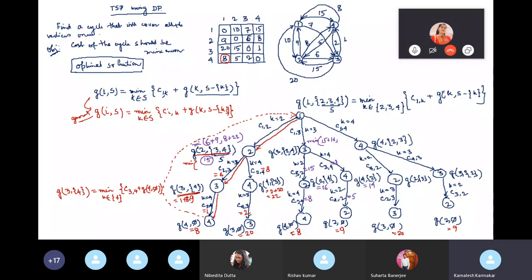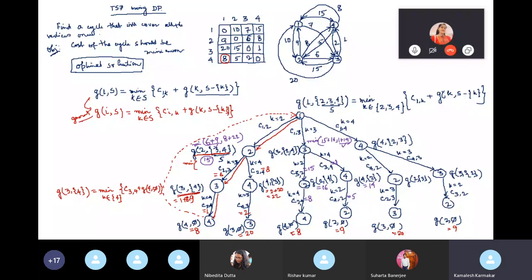Similarly, calculate it for 2, 3. For C23, this cost is 6. So 6 plus 20, this value equals 15. So if it's 15, then 9 plus 15 is 24. So this value is 24.